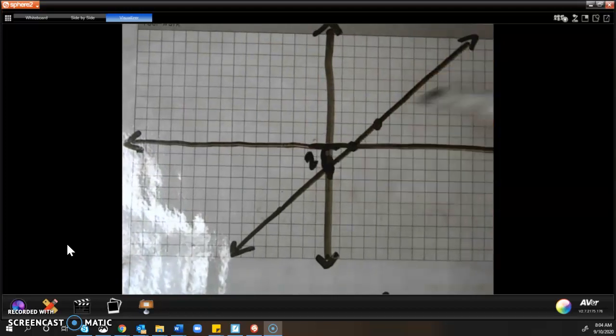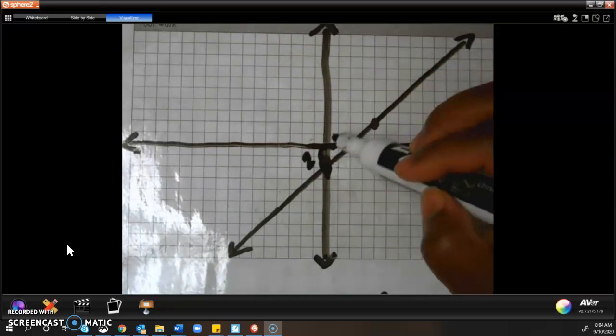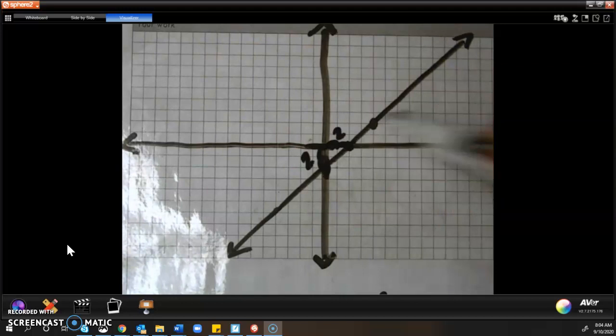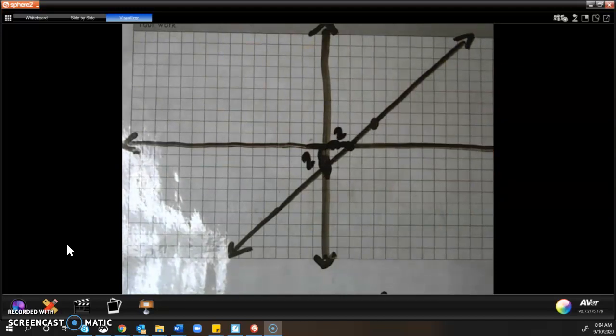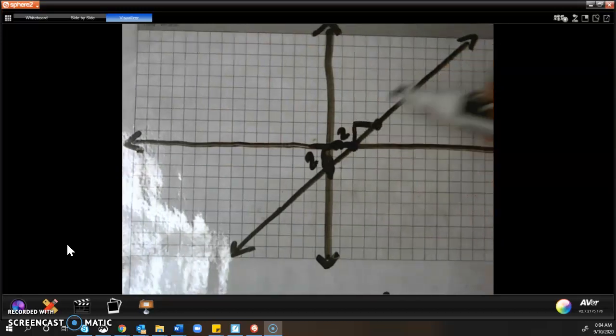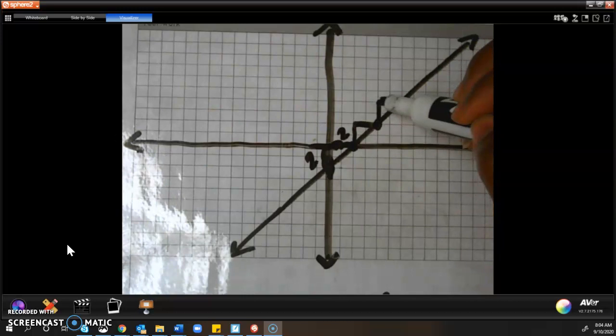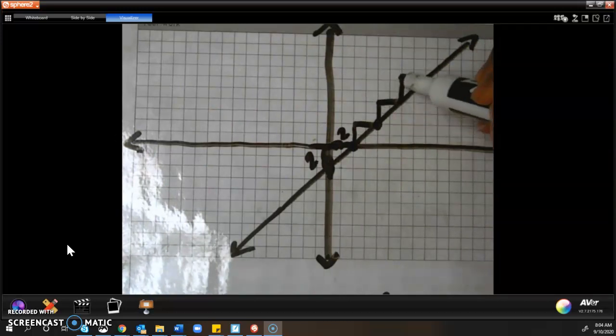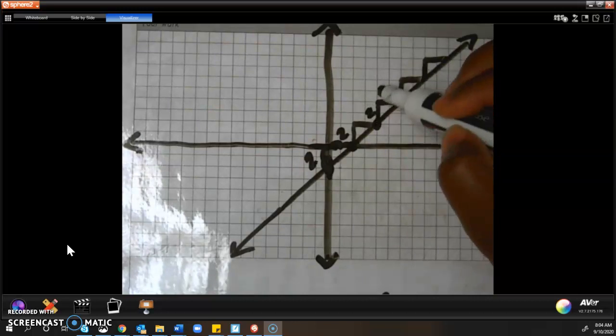So I'm going to count how many times I go up. I went up twice, so my rise is 2. And I go over 2 times, so my run is 2. And when that simplifies, that's +1. So up 2, over 2. Up 2, over 2. You can see the rate of change is constant, okay?